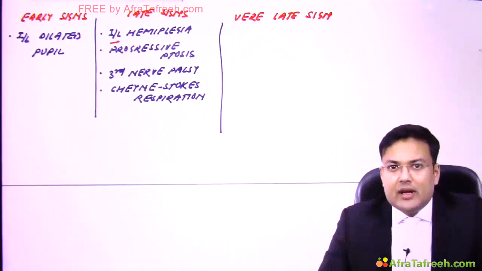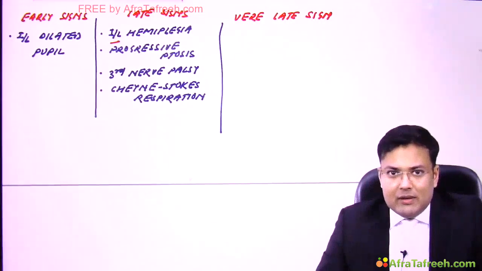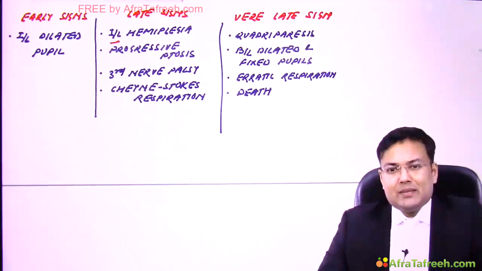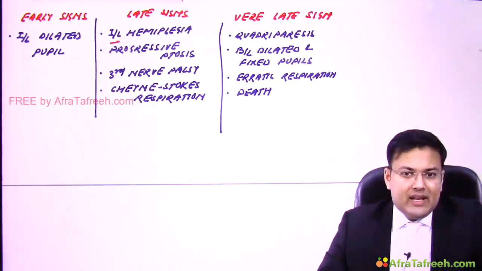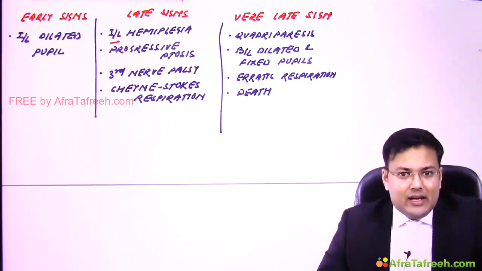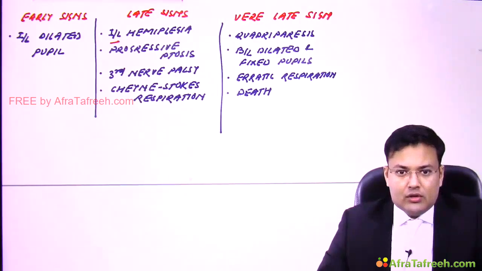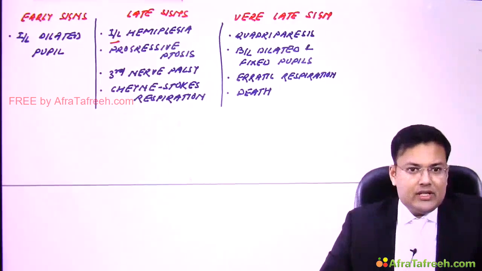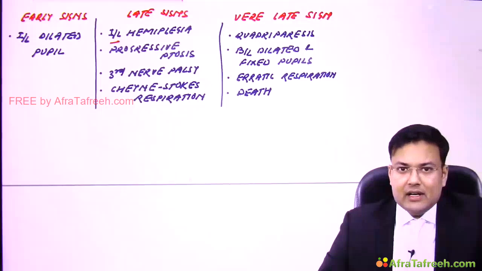Apart from these, the patients are prone to develop Cheyne-Stokes respiration. So these are late signs. Quadriparesis, bilateral dilated and fixed pupil, and erratic respiration are very late signs, and it can lead to death also. So death can occur in these patients. So these are the signs associated with uncal or transtentorial herniation.